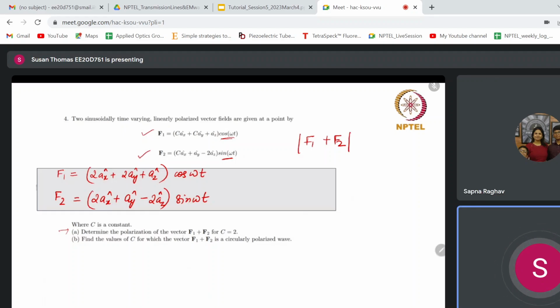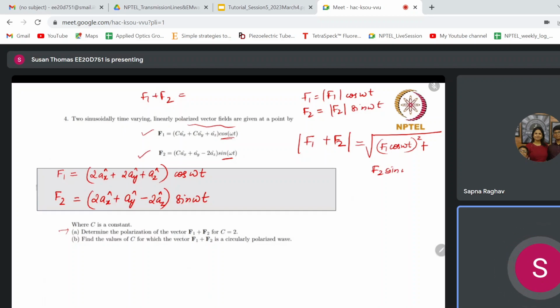Let me simplify this. The magnitude of F1 plus F2: the first term is F1 equal to mod F1 cos omega t, and the second term F2 is mod F2 sin omega t. So what will be F1 plus F2? There are two terms. The magnitude will be F1 cos omega t the whole square plus F2 sin omega t the whole square plus 2 F1 F2 sin omega t cos omega t. This is the resultant, F1 plus F2, and we take the magnitude of that, so this is under a square root for the whole term.